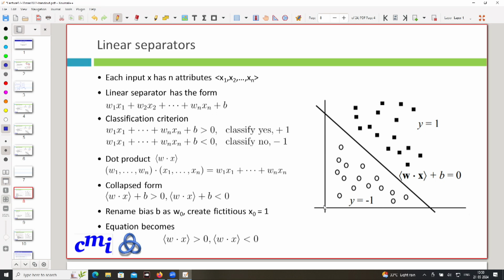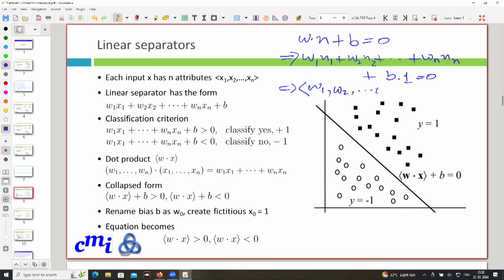So then I can think of a new vector. Let me write this down. I'm saying w dot x plus b equals 0, which is to say w1 x1 plus w2 x2 plus ... plus wn xn plus b dot 1 is equal to 0. Which is the same as saying take the dot product of these two vectors. This is the first vector, w1, w2, and so on. The second vector is x1, x2, and so on.